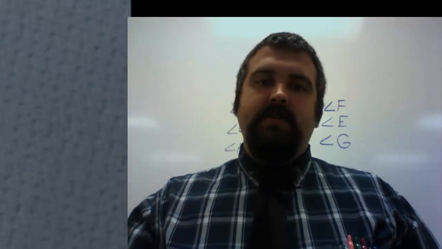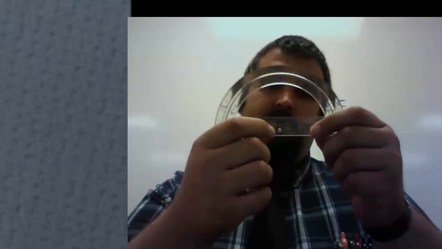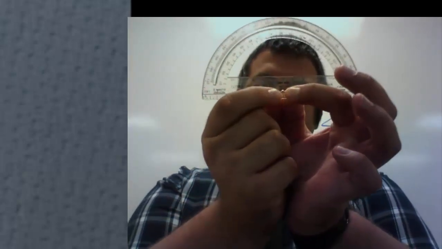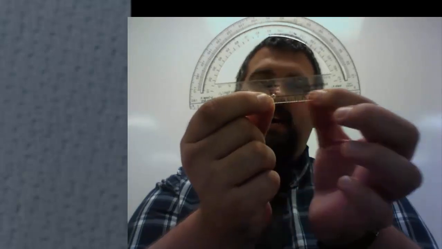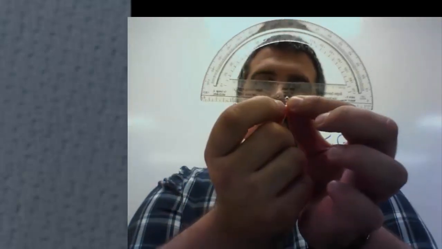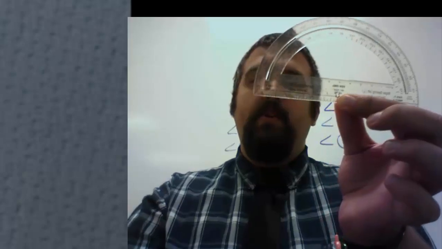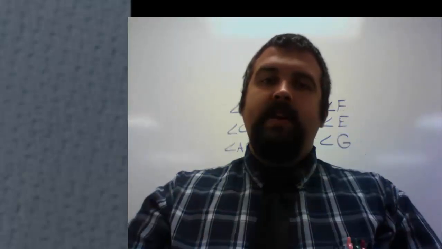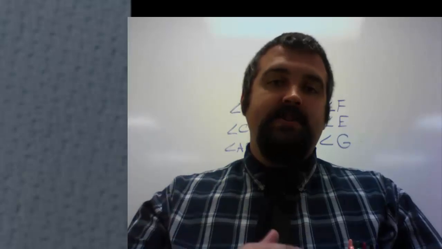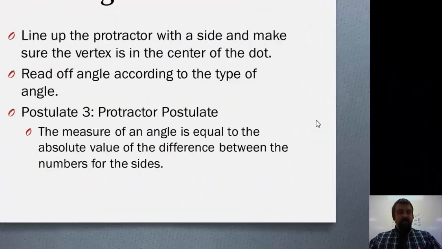The way you would read this is you would start at this hole in the protractor, and you would line up one side of the angle with the black line going through the hole. Then you would measure with the other side what number it reads. If it's less than a right angle, the corner of a square, it's going to be the smaller number. If it's larger than a right angle, it's going to be the larger number.